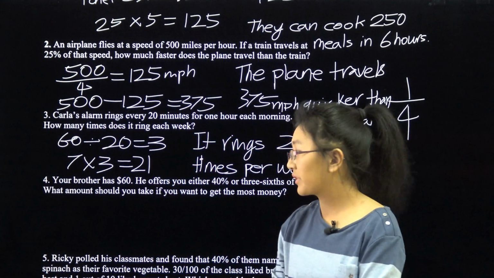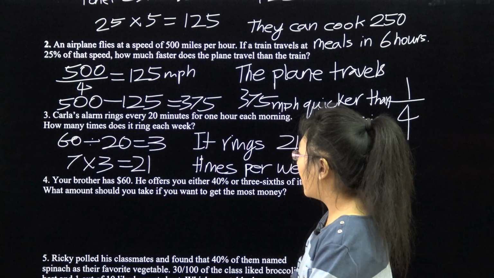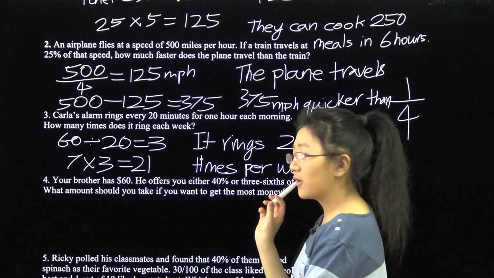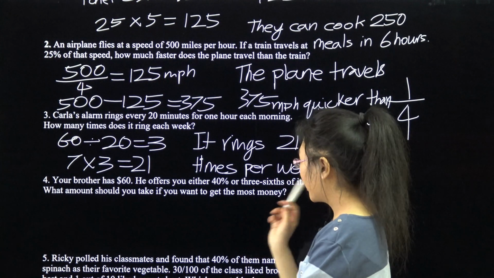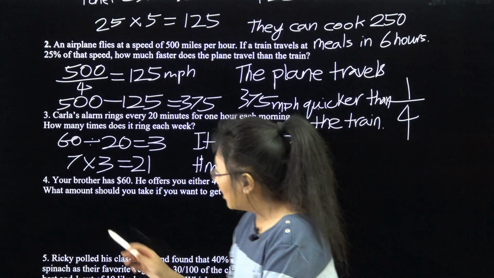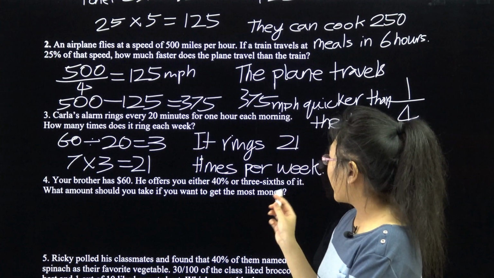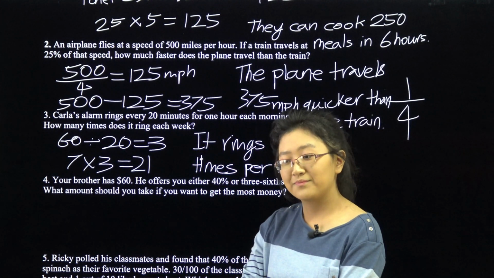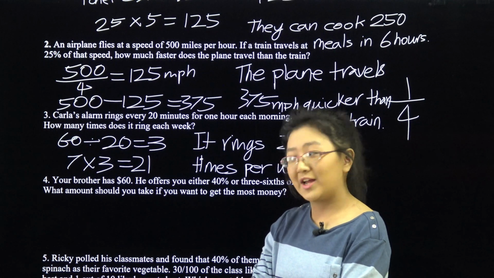All right. Your brother has $60. He offers you either 40% or 3/6 of it. Wow, that's a nice brother. What amount should you take if you want to get the most money? And you're not being very nice to your brother.